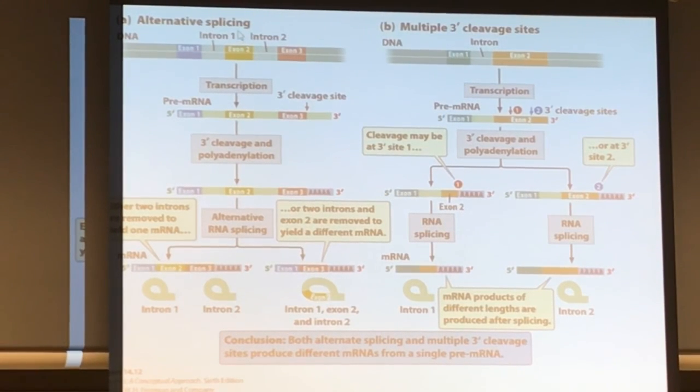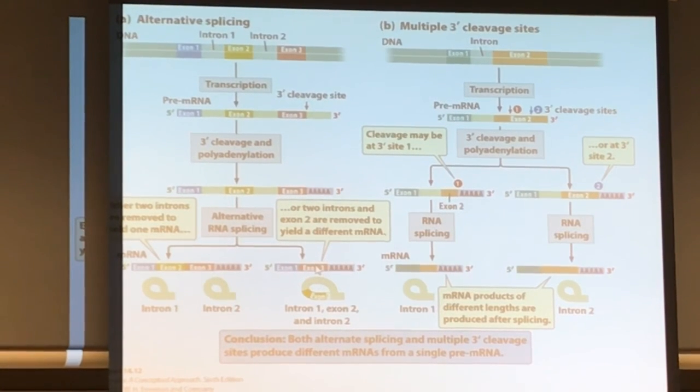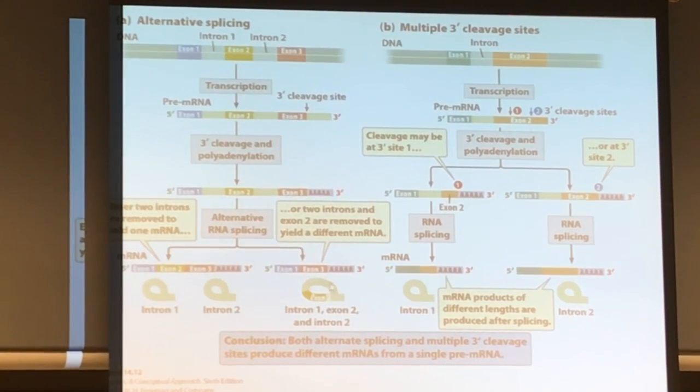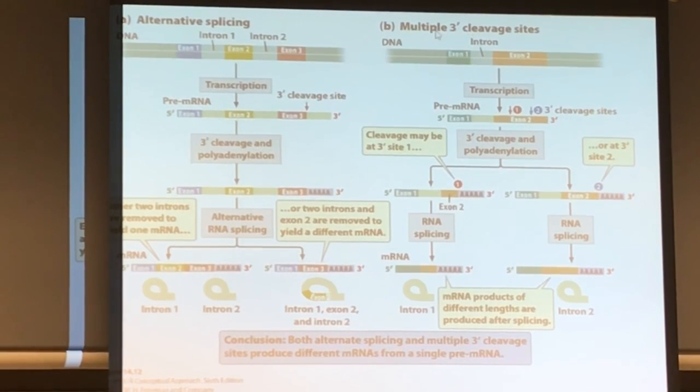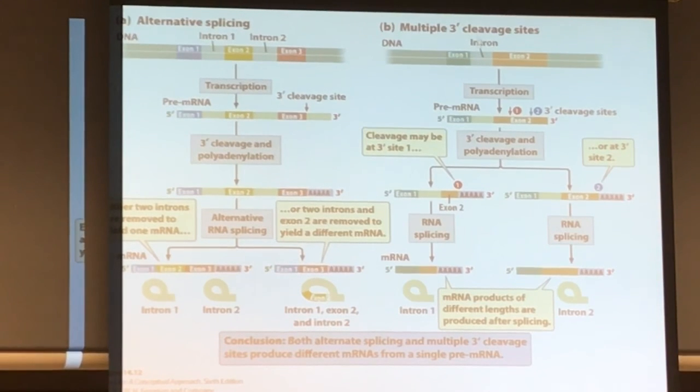Now for the alternative splicing mechanism, if you look at this here, splicing has happened in such a way that exon 2 is also removed here. That's why in the alternative splicing mechanism here, you have exon 1 and exon 3, and exon 2 is removed with the intron. You see that? So this is referred to as alternative splicing. Sometimes one or more exons can also be removed. That is alternative splicing. And the other one which I referred to is the multiple 3' cleavage sites.